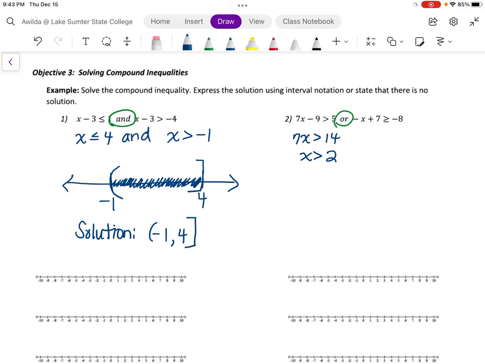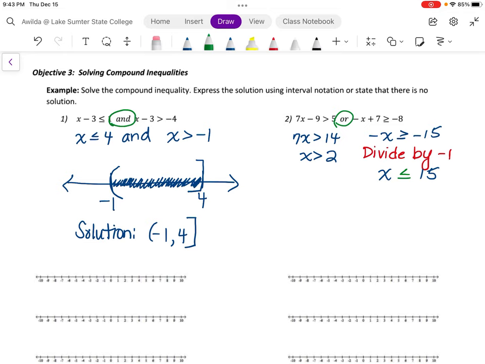For the second inequality, we have -x plus 7 is greater than or equal to -8. By subtracting 7 from both sides, we'll get that -x is greater than or equal to -15. Now, to solve for x, we will divide both sides by -1, or multiply both sides by -1, which is equivalent. We'll get positive x on the left, we'll get positive 15 on the right, but because we divided by a negative number, the direction of the inequality will be reversed.